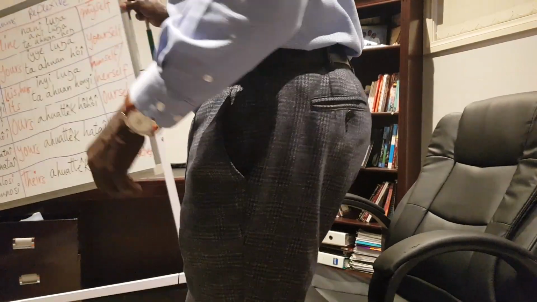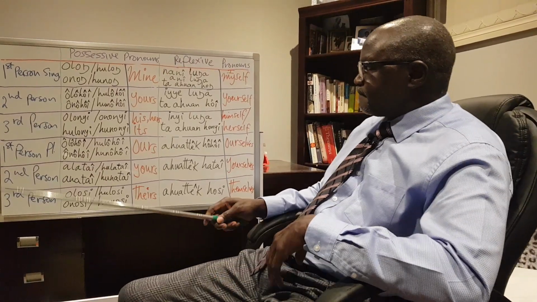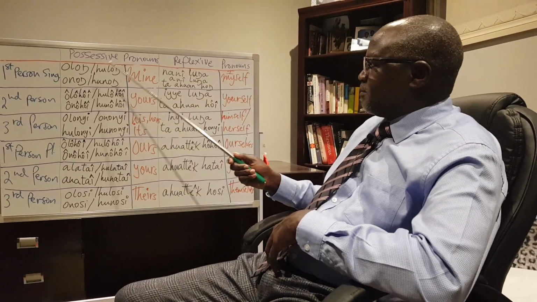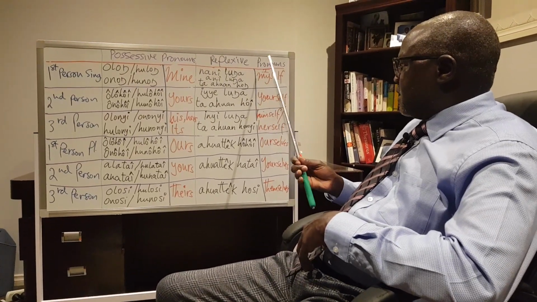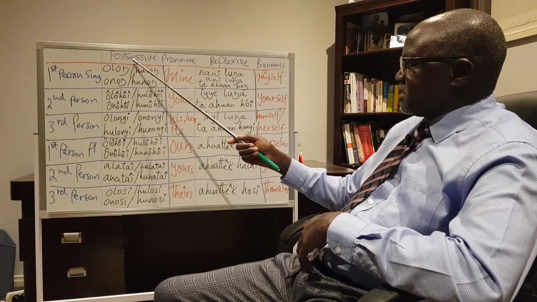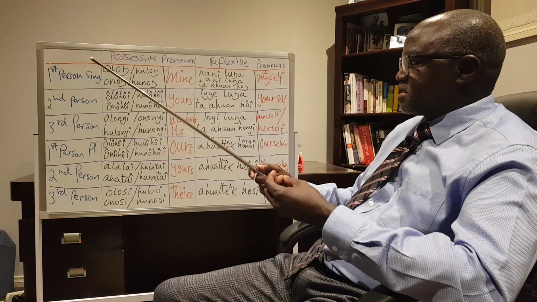So we need to know these personal pronouns in and out because they are very, very important indeed. So this is possessive pronouns in Otuho language, and this is the reflexive pronouns. So the possessive pronouns here, possessive means these are the things we have.